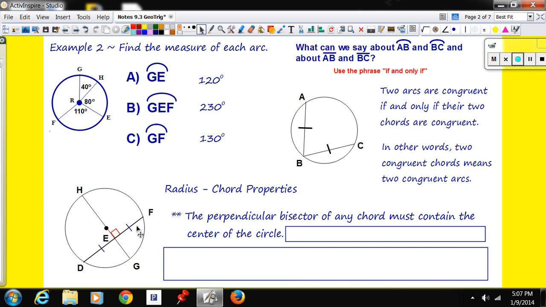But if you've got a chord and you've got another line that is perpendicular to it and it cuts it in half, then you have to be in the center of the circle. You have to either be a radius or a diameter, one of the two.